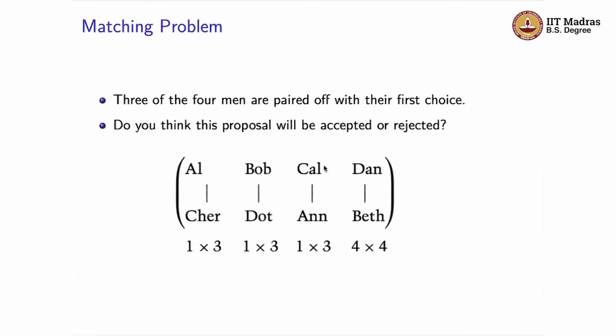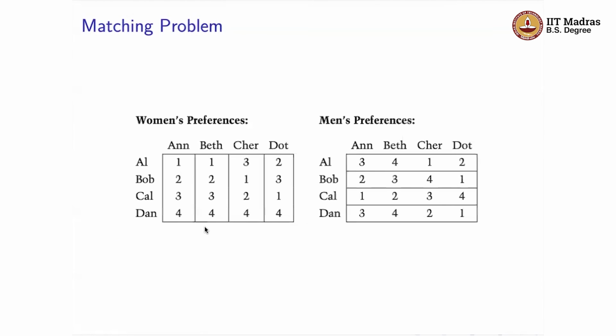Clearly, Al, Bob, and Cal have no reason to go to anybody else, since they're already getting their first choice. Dan, on the other hand, is getting his fourth choice, Beth. So Dan would perhaps try to approach all of the other choices. He might want to start out with Dot, but we can clearly see that all of the women rank Dan fourth, the lowest in terms of their ranking.